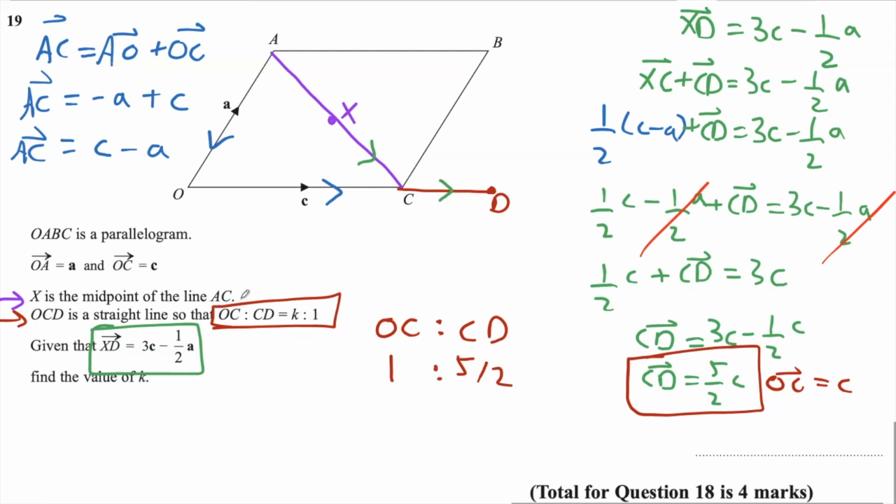Okay, and the question is saying, given that OC ratio CD is K ratio 1, so it's K ratio 1. So if I want to go from 5 over 2 to 1, what do I need to do? Well, I need to divide by 5 over 2, which means that if I were to divide 1 by 5 over 2, that will be my K. So 1 divided by 5 over 2 just means flip 5 over 2. If you ever divide 1 by anything, you're reciprocating that thing. So K is going to be 2 over 5. So once again, K is going to be 2 over 5.